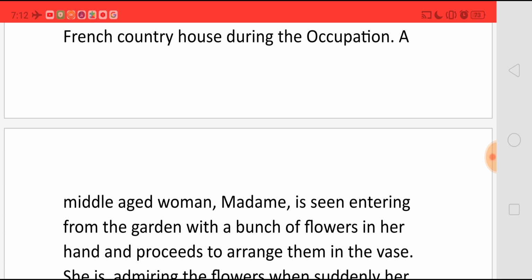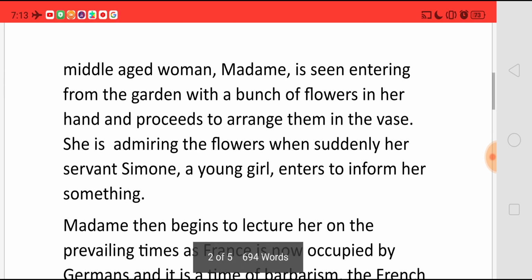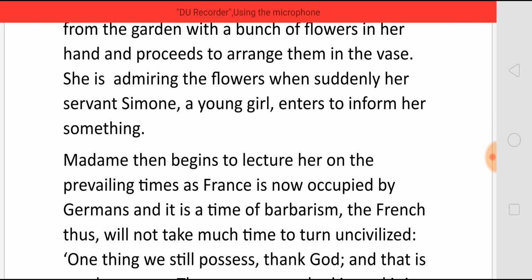Occupation means the Germans have occupied France. A middle-aged woman, Madam, is seen entering from the garden with a bunch of flowers in her hand and proceeds to arrange them in the vase. She is admiring the flowers when suddenly her servant Simon, a young girl, enters to inform her of something.